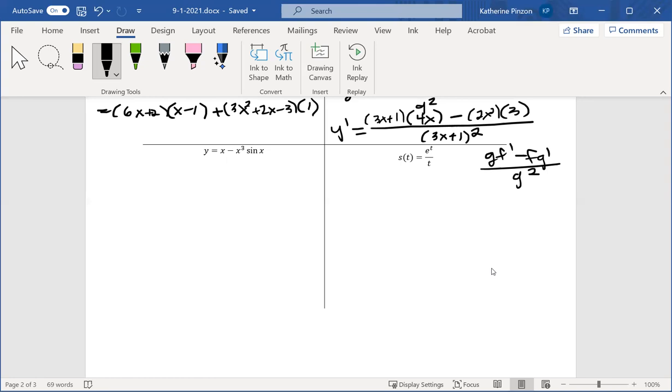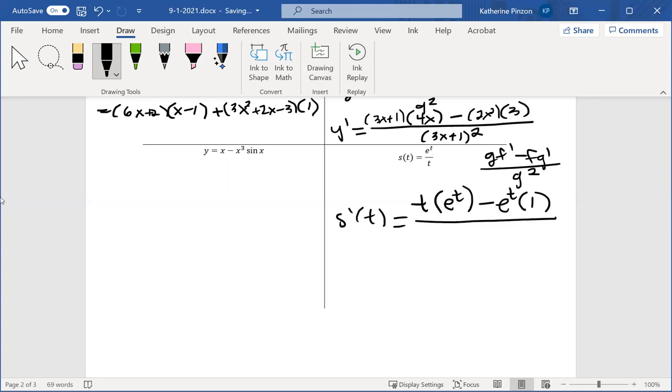Okay, how'd it go? What's the derivative of t? 1. Okay, all right. So s prime is going to be the bottom times the derivative of the top, minus the top times the derivative of the bottom, divided by the bottom function squared. So t e to the t minus e to the t times 1, over t squared.